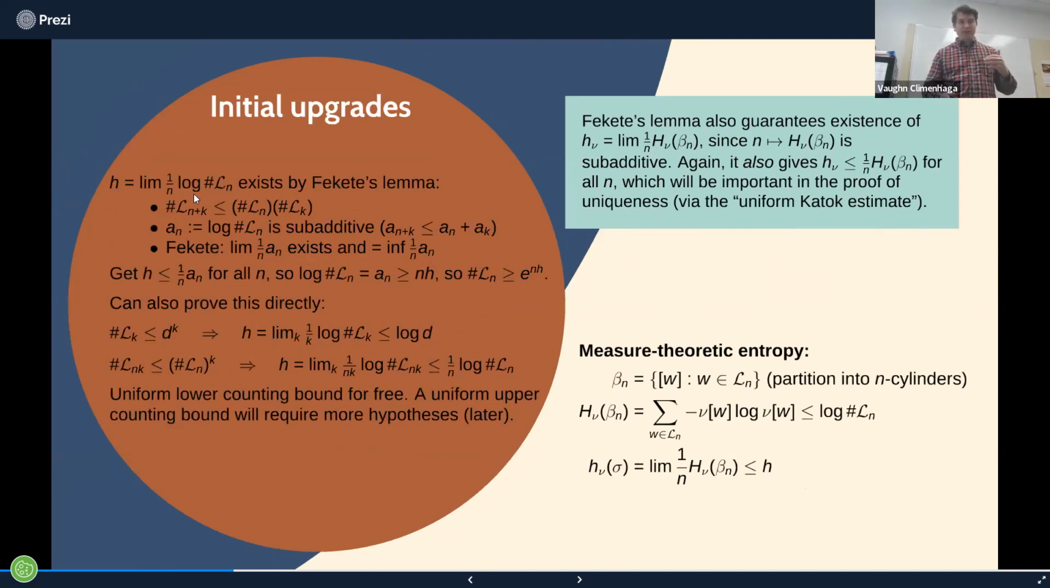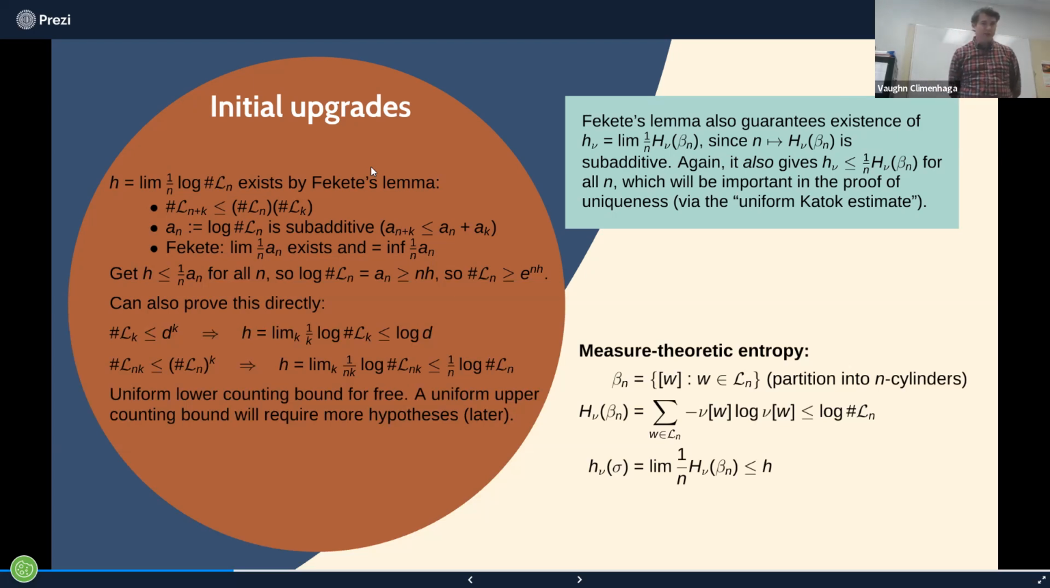The existence of the limit in the definition of topological entropy is a consequence of subadditivity via Fekete. So if you count how many words there can be of length n plus k, well, every such word splits: you can just take the first n symbols and the last k symbols, and that gives you an upper bound on how many long words there can be. The number of long words is at most the product of the numbers of short words. So there's this submultiplicativity for the size of the language. When you take logarithms, you get a subadditivity property.